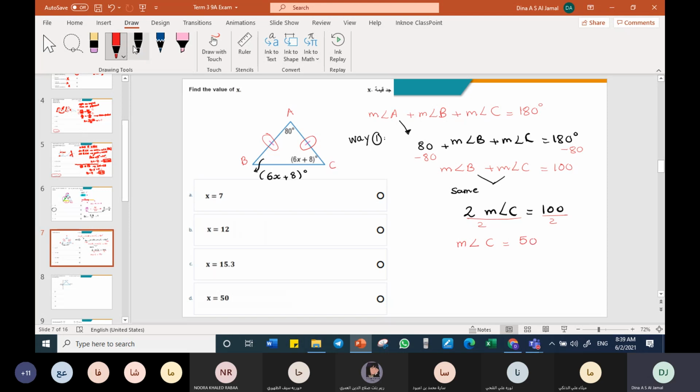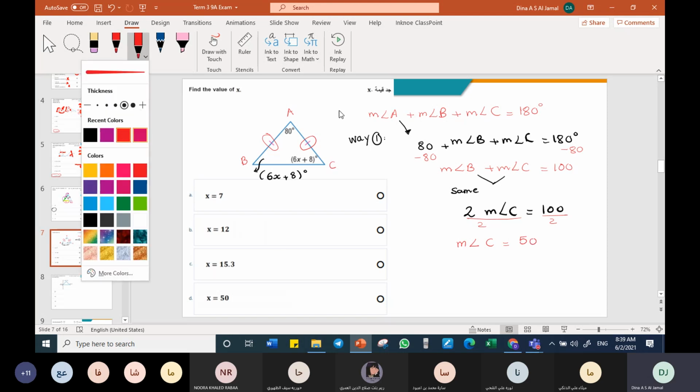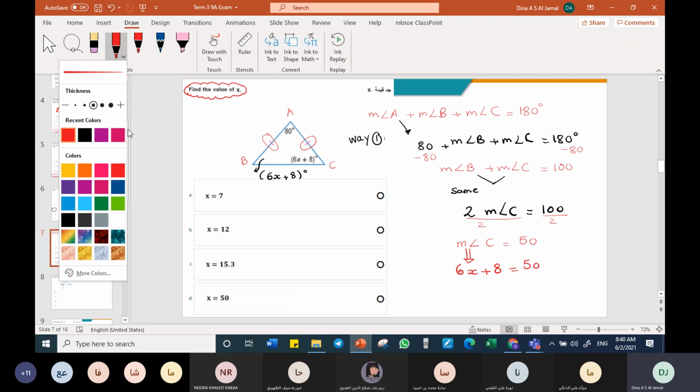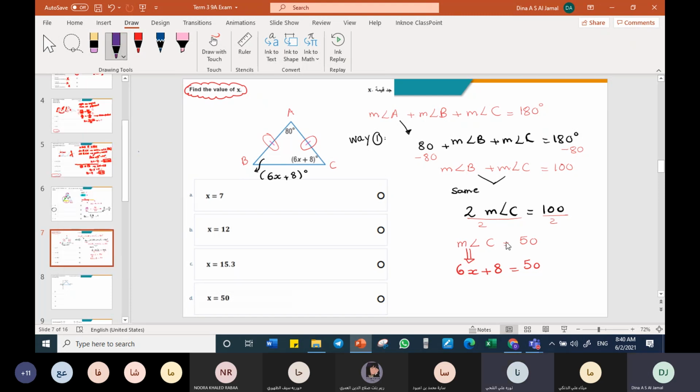50. Excellent. Now, lastly, did he ask you to find the measurement of angle C? He just wants you to find the value of x. So let's now substitute. 6x plus 8 equal to 50, you mean? Yeah. So now let's solve this. 50 minus 8, 42. 6x equal to 42. Divided by 6, 7. x equal to 7.